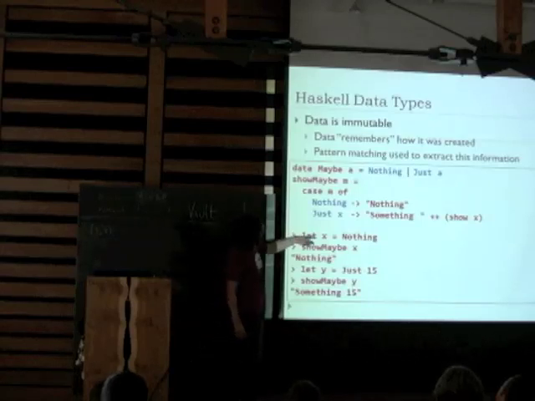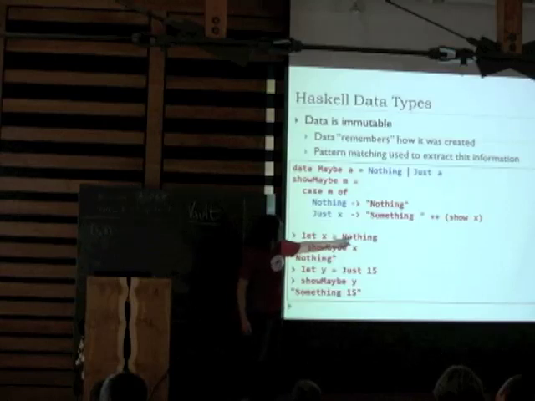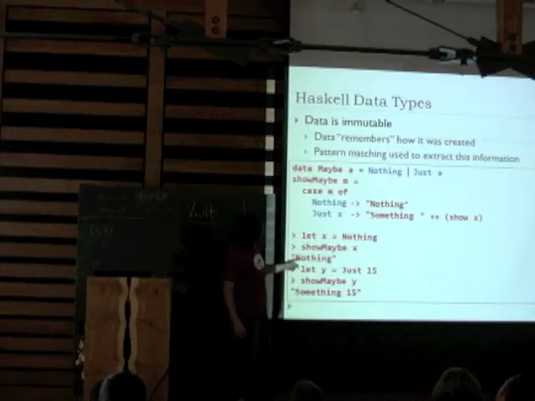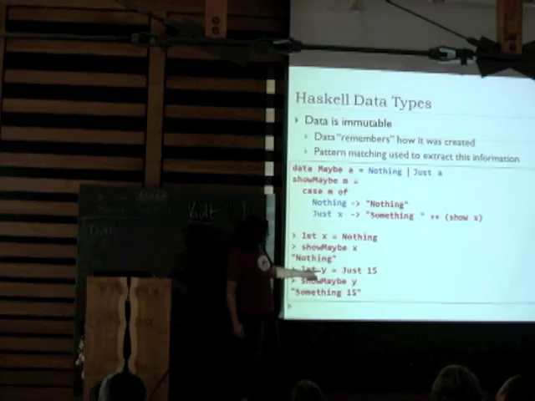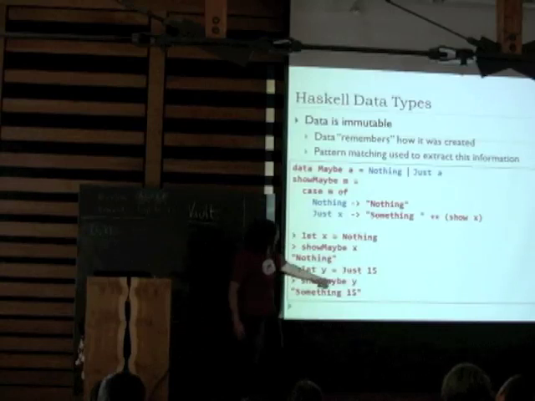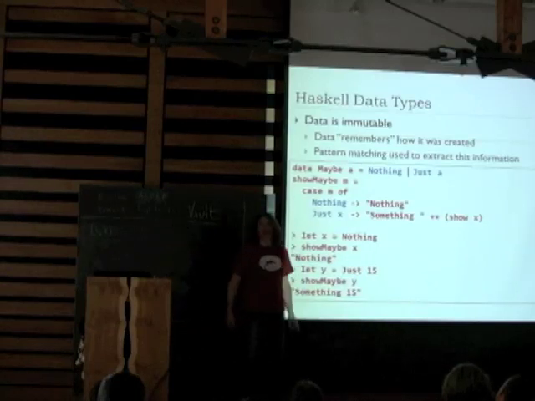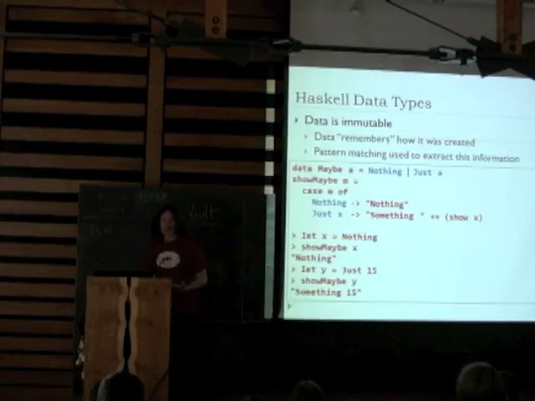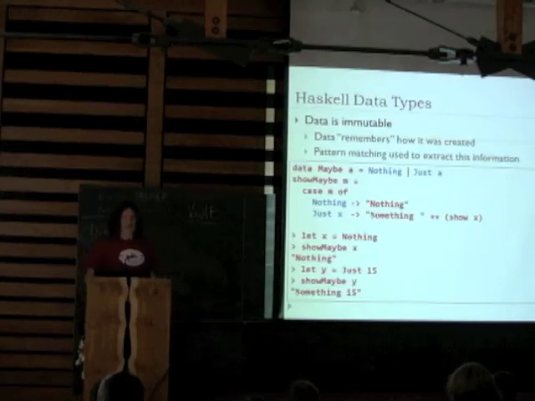Okay, so here's an example. I create x as nothing, and I call showMaybe x. It prints nothing. I set y to just 15, and showMaybe will say something 15. This is how it works. So this is pattern matching.